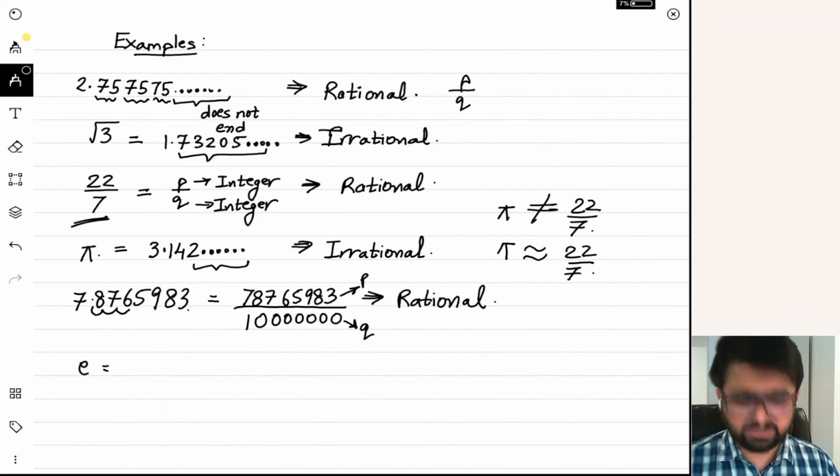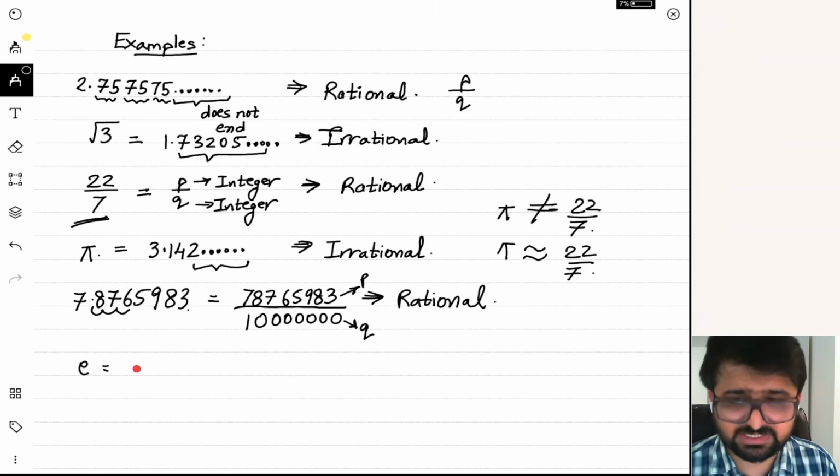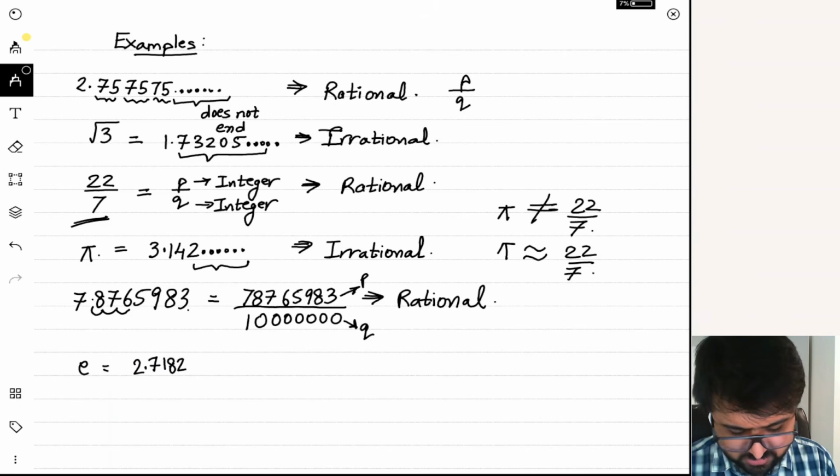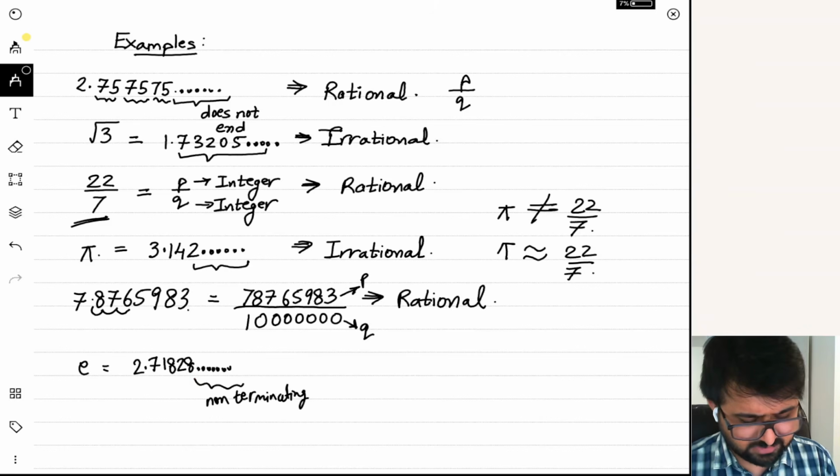Okay, all right, now let's look at E. Now, E in mathematics is an irrational number by definition. Actually, the exact value of E is 2.71828 dot dot dot. So it's non-terminating, which means it does not end, and there is no specific pattern that I see for the digits. So that makes it an irrational number.